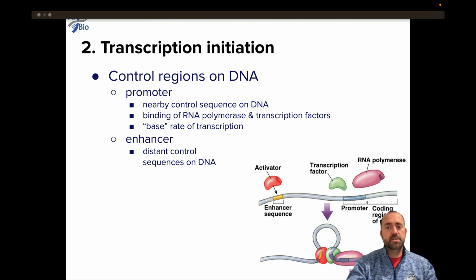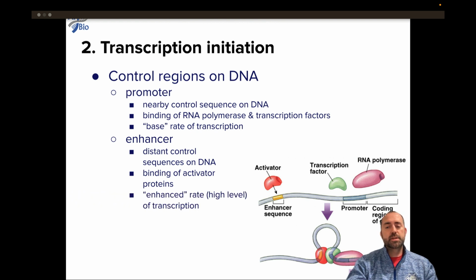So these enhancers are distantly controlled sequences of DNA that bind to what are called activator proteins. And those activator proteins help enhance the rate of transcription. Essentially, you get more transcription, you get more translation, you get more protein product made.